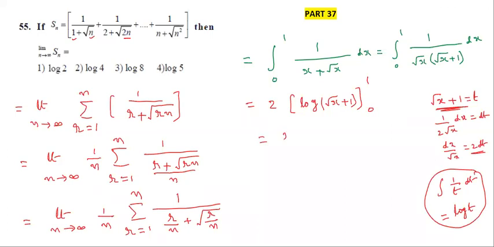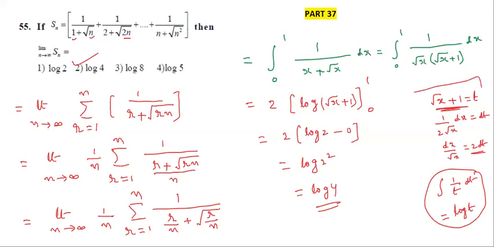So overall, substitute upper limit, you will get log 2 minus lower limit means 0. So 2 log 2, that is log 2 square, that is log 4. This is the answer. Which option is correct? Second option. Students, don't confuse here. Take that root x plus 1 is equal to t. Okay, right.